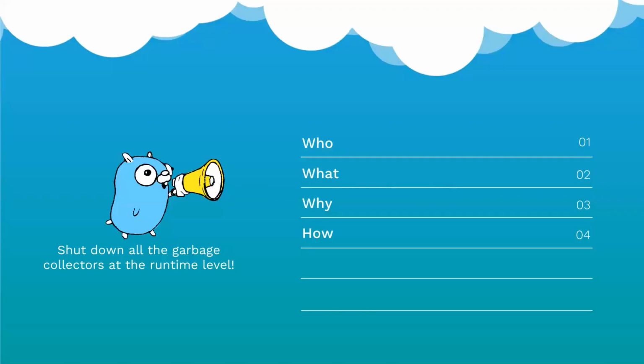So when we talk about BigCache, we're really going to talk about four things. Who, right? So who works on the project, what the project is, why the project exists, and then how the project works internally and why you should care.